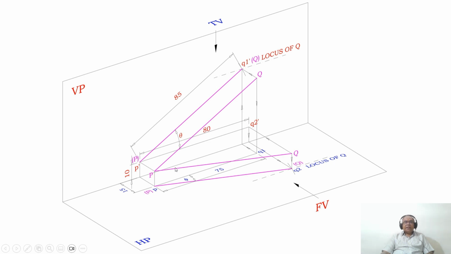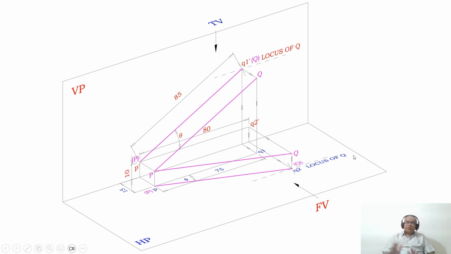So once you get that, correspondingly in the top view, you will get the true length line. What is the true length of this line? It is going to be 85, because the true length is the same both in the front view as well as in the top view. Therefore, when you look from the top view, you can see the true length. In the top view, that is P and Q2. So once you get the true length in the top view, you got Q2, and this is capital Q and this is capital P, and this is going to be the locus of Q.